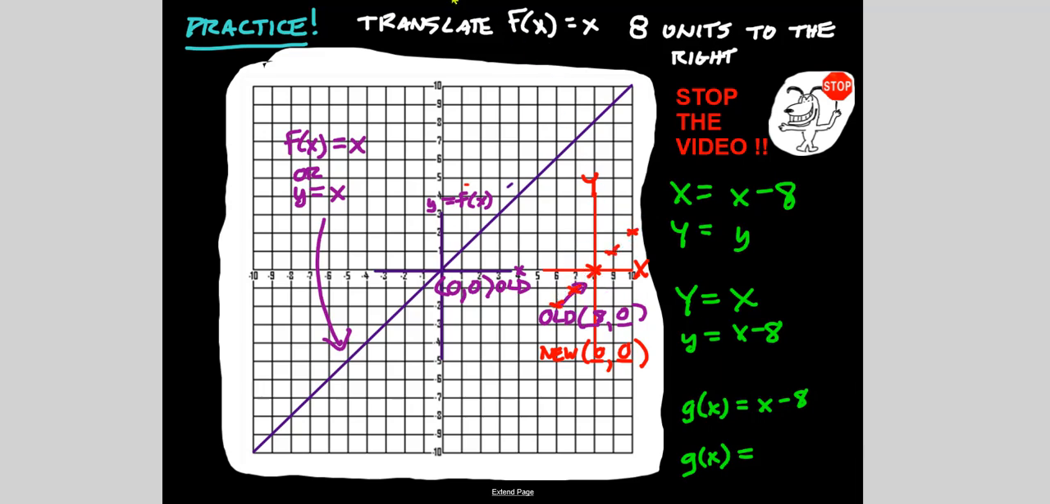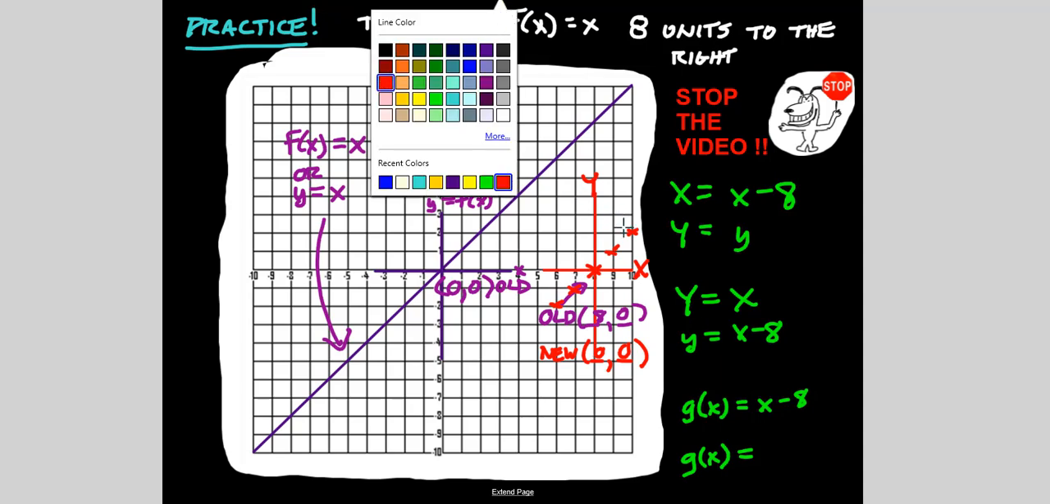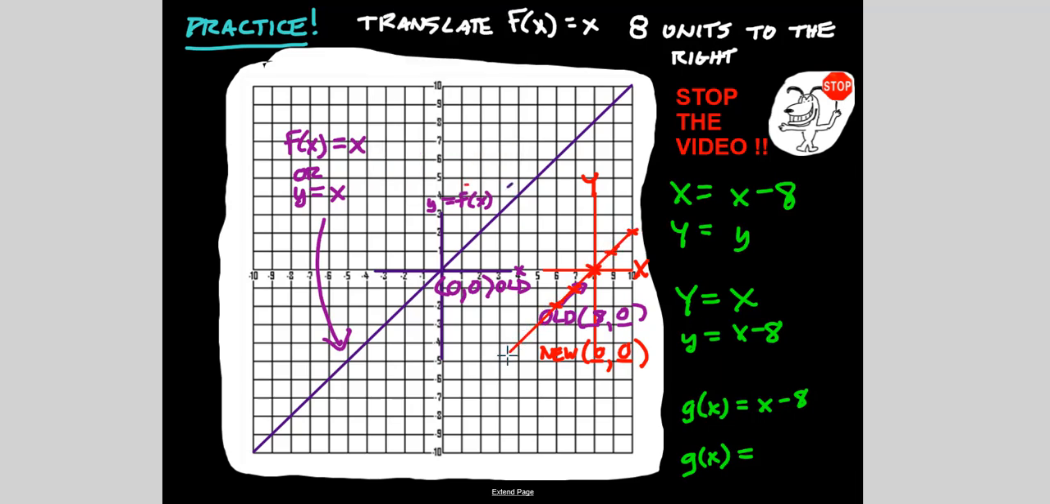And I'm going to draw this in here. So this will be g of x. So another way of writing g of x then is f of x minus 8, which again, if I replace x in the function with x minus 8, I get g of x equals x minus 8. Okay?